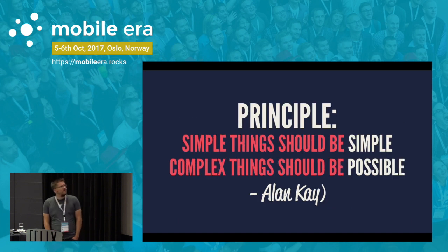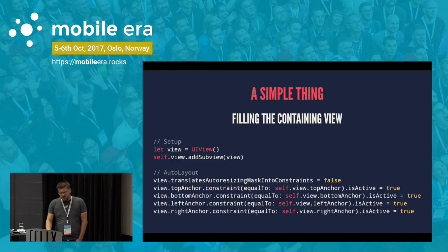I always like this quote by Alan Kay that simple things should be simple and complex things should be possible. This is a principle for the design of an API. If you're trying to do something really simple, that should be very easy. If you're trying to do something complicated, it can't necessarily be easy, but it should at least be possible. So how well does auto layout stack up against this?